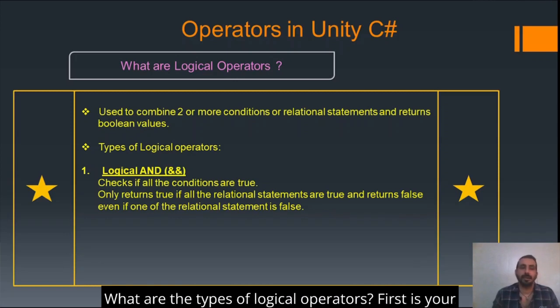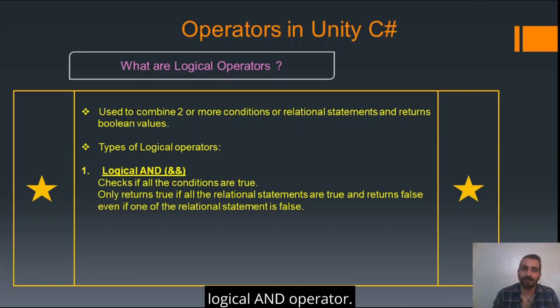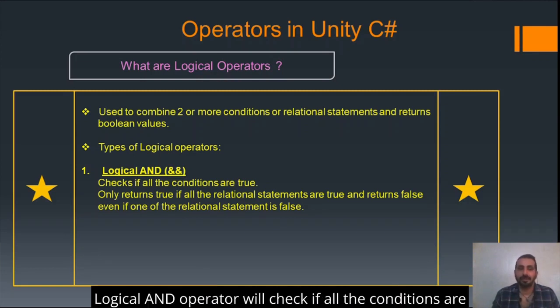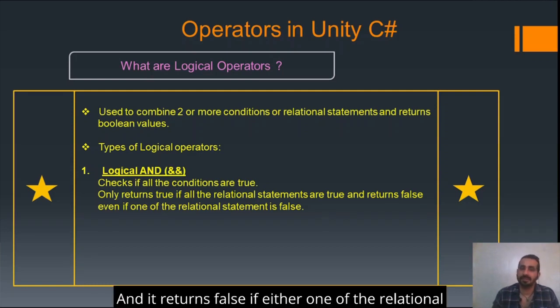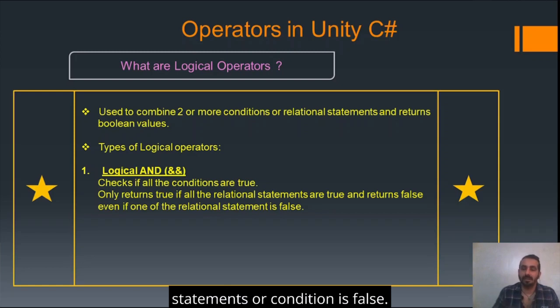What are the types of logical operators? First is your logical AND operator. The logical AND operator will check if all the conditions are true or not. It only returns true if all the conditions are true, and it returns false if either one of the relational statements or conditions is false.